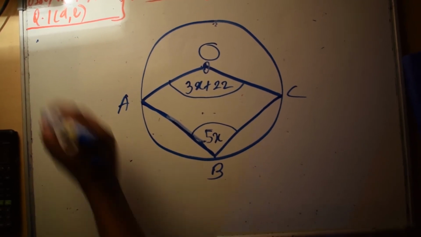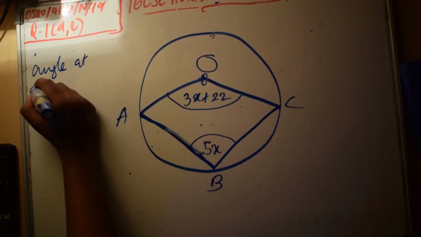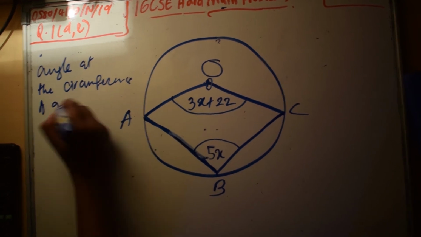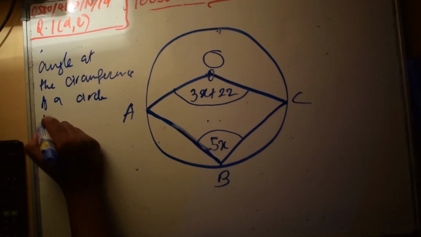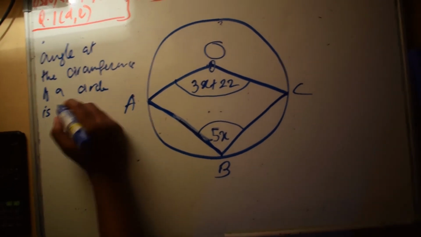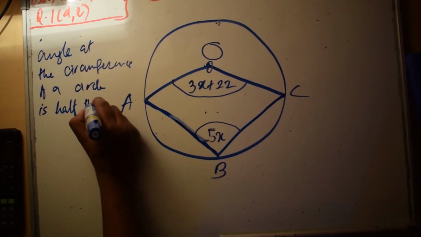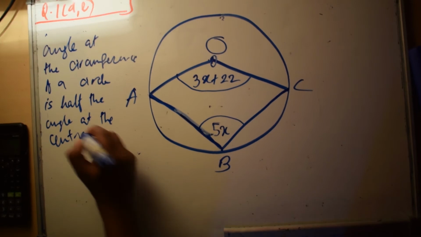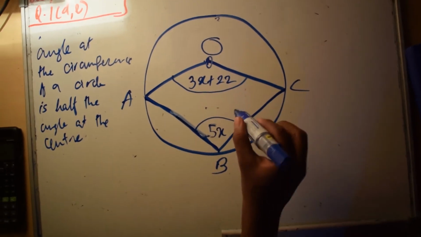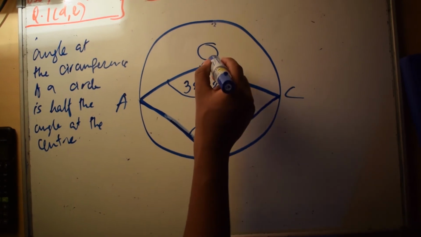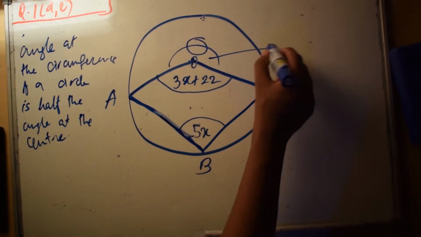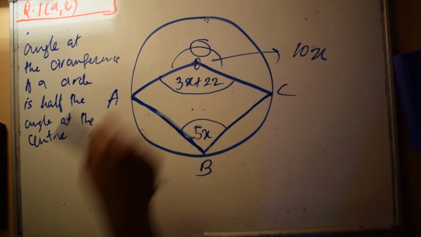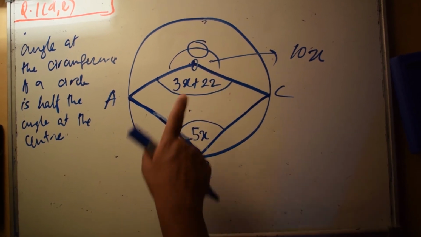Now we know that the angle at the circumference of a circle is half the angle at the center. So this value is half that. So if this is half of this one, then this should be 10x, because this is half of this one, 10x. So yeah, this is going to be 10x.